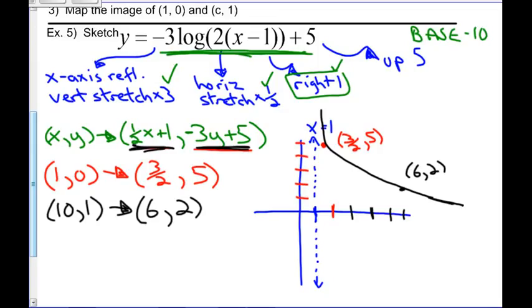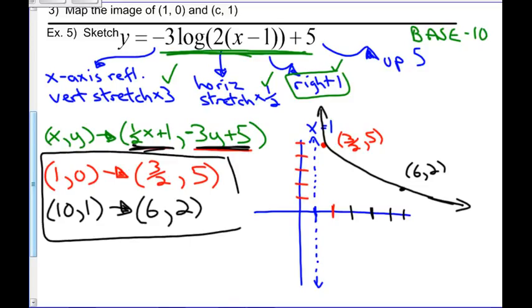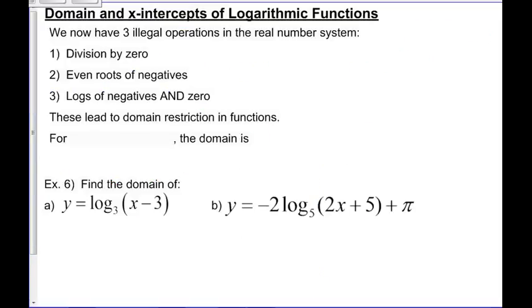And there is no horizontal asymptote. Yes, it's above the x-axis for now, but eventually it will cross it and go downward. Okay, so there's our basic shape. We transformed the 2 points, and we used the asymptote and that mapping rule. When you get used to doing them, that should take you about 2 minutes.